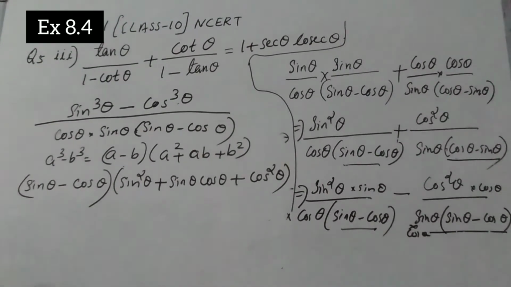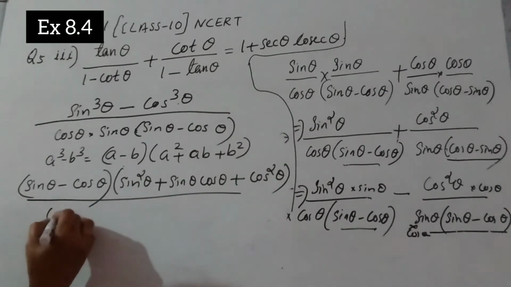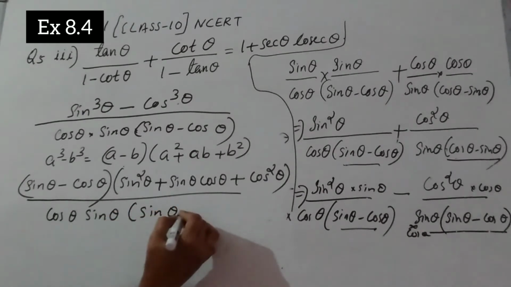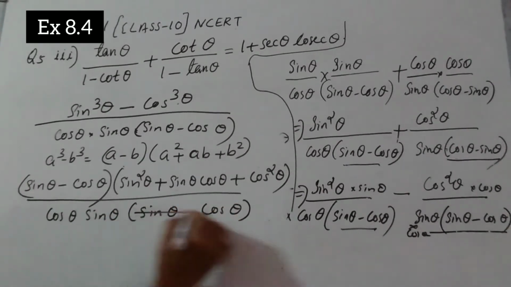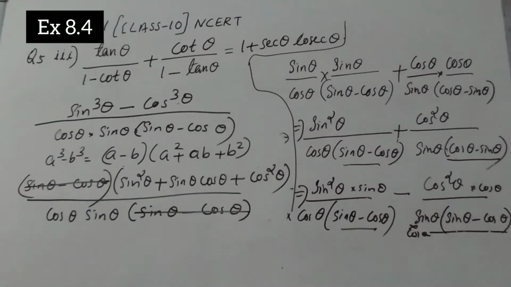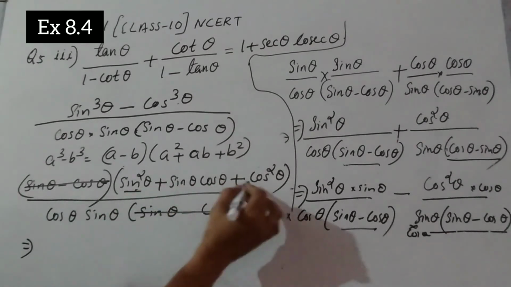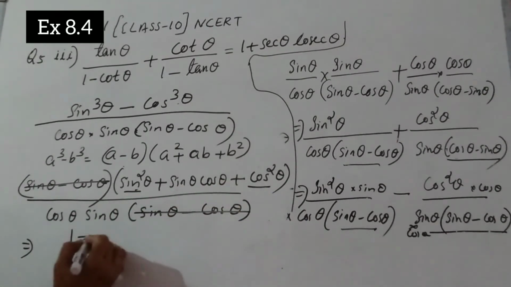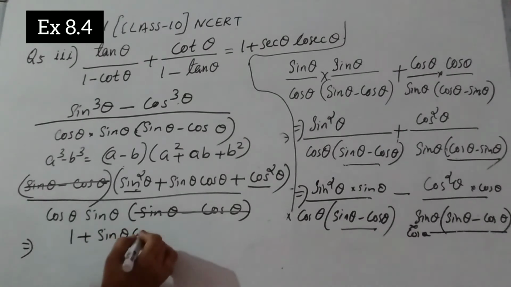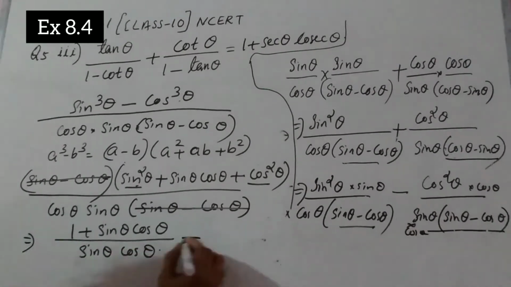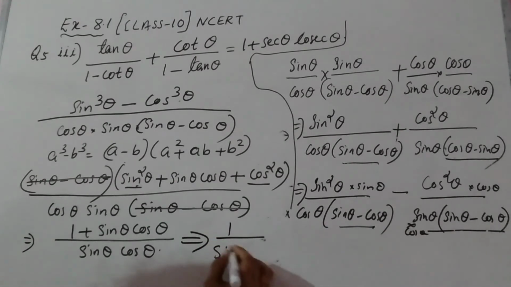Now next one, divided by cos theta sin theta into sin theta minus cos theta. We can see sin theta minus cos theta in both numerator and denominator. That expression is there, so we cancel that. Sin square theta plus cos square theta is what? Identity application. Sin square theta plus cos square theta is 1. So 1 plus sin theta cos theta divided by sin theta cos theta. This implies 1 by sin theta cos theta.